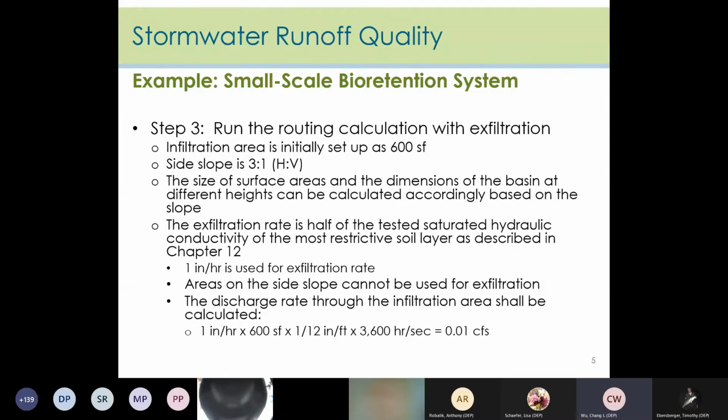In example 3, the condition is that the tested conductivity rate is 2 inches per hour, so we use 1 inch per hour in the calculation. Just a note that the area on the side slope cannot be used for exfiltration. So we use 1 inch per hour times the surface size of the bottom to calculate the infiltration rate in CFS.